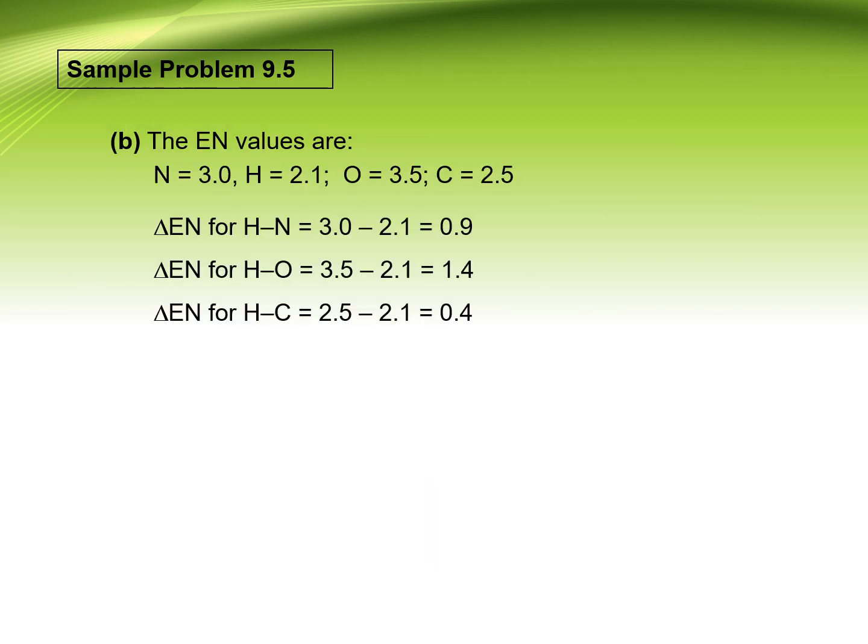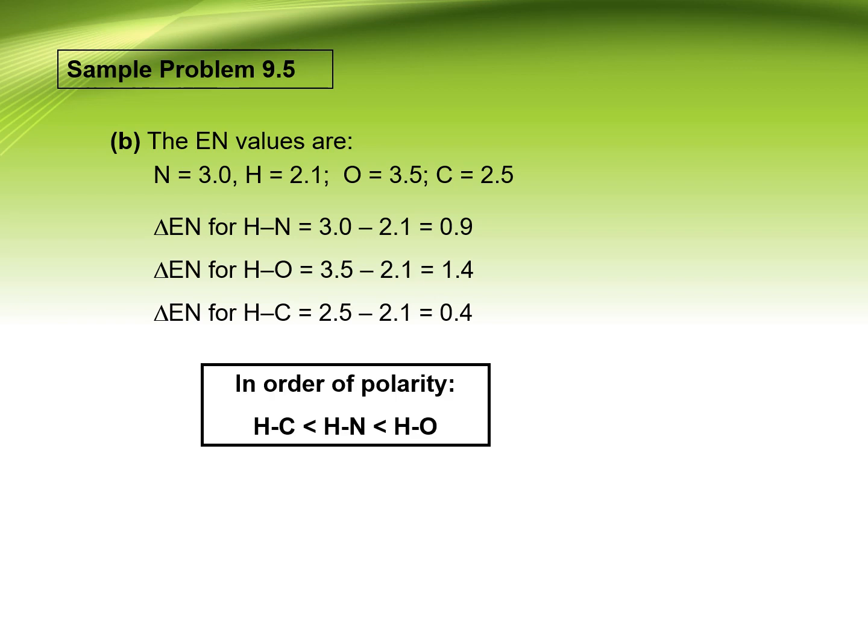Okay, you can also rank the bond polarity based on the difference in electronegativity of the bond. For example, here you can see H-O, the difference in electronegativity is bigger compared to H-N and H-C. So the polarity for H-O is greater compared to H-N, followed by H-C.